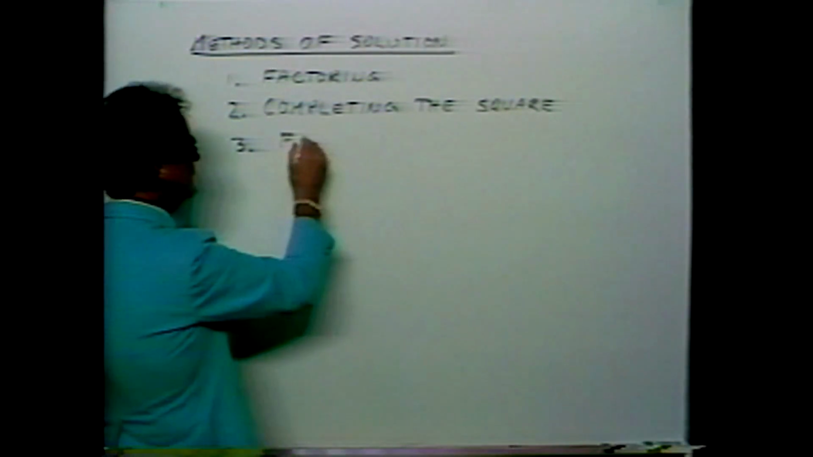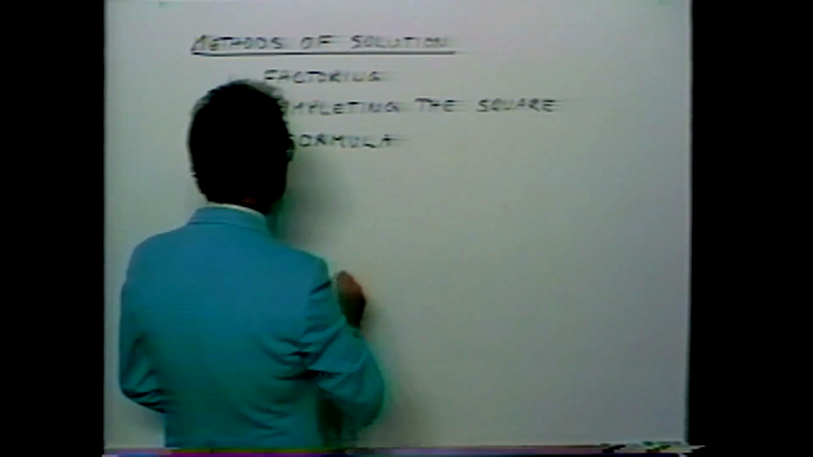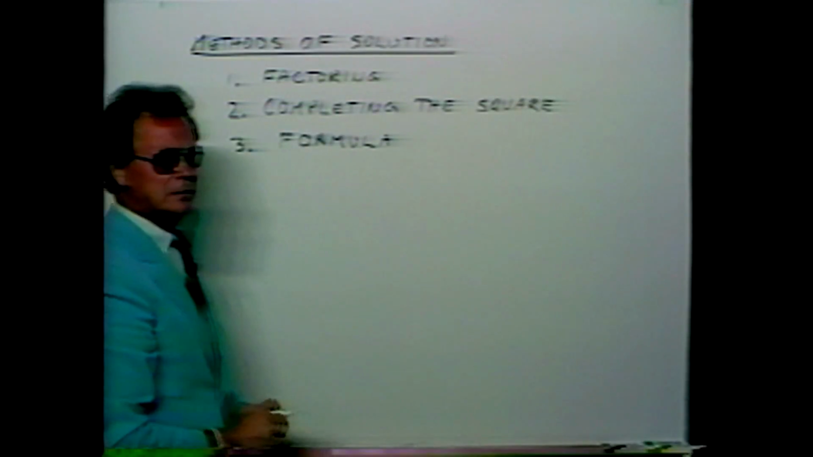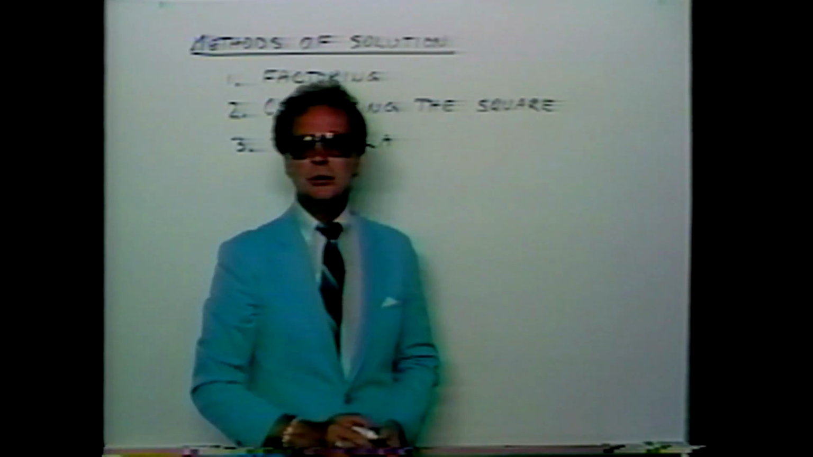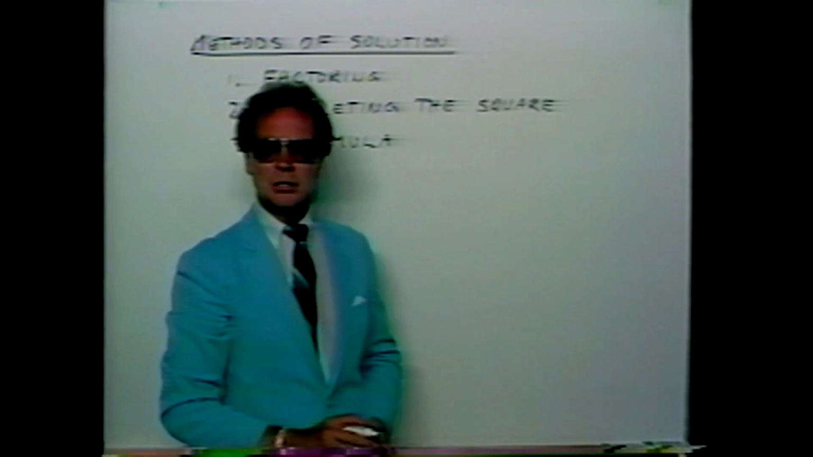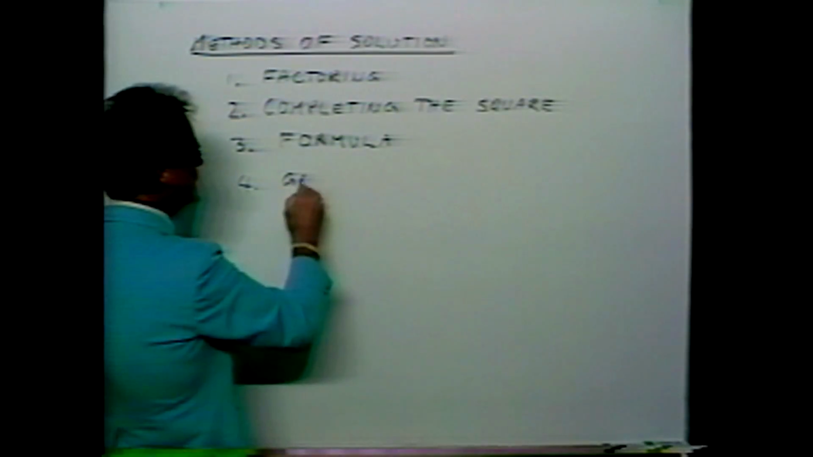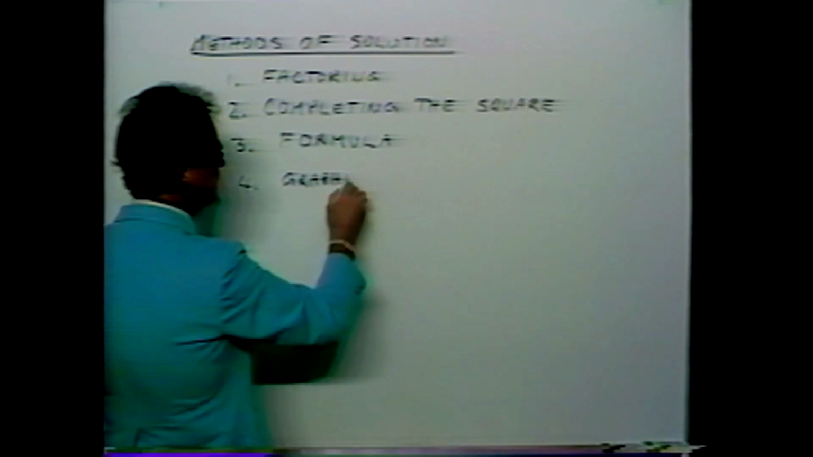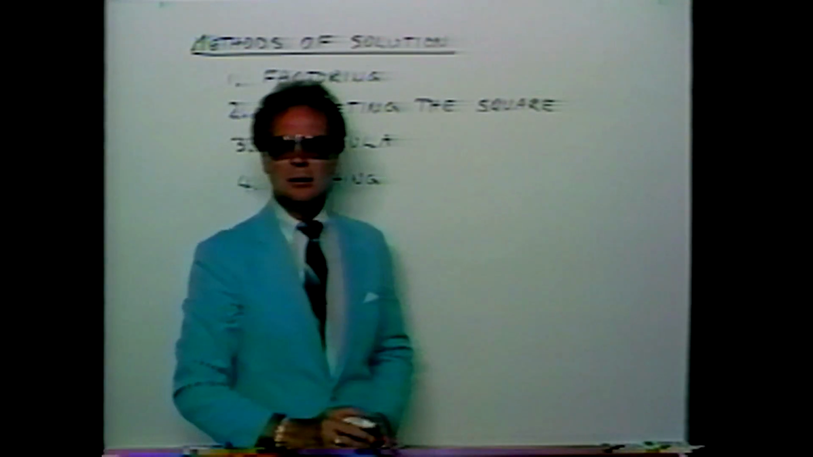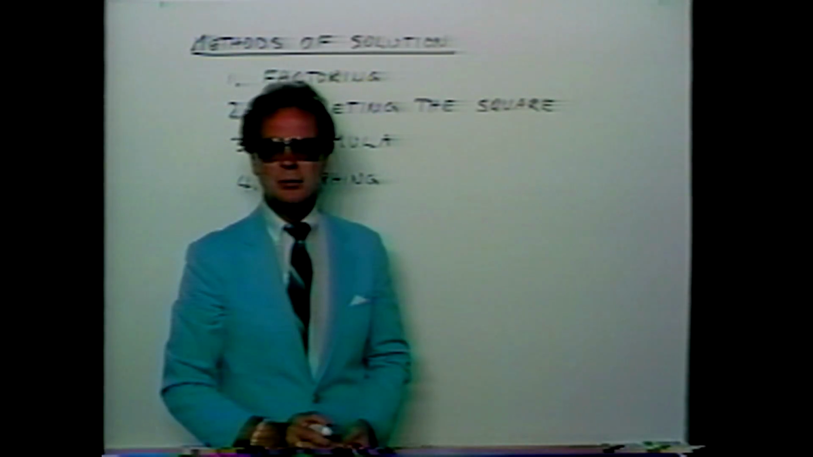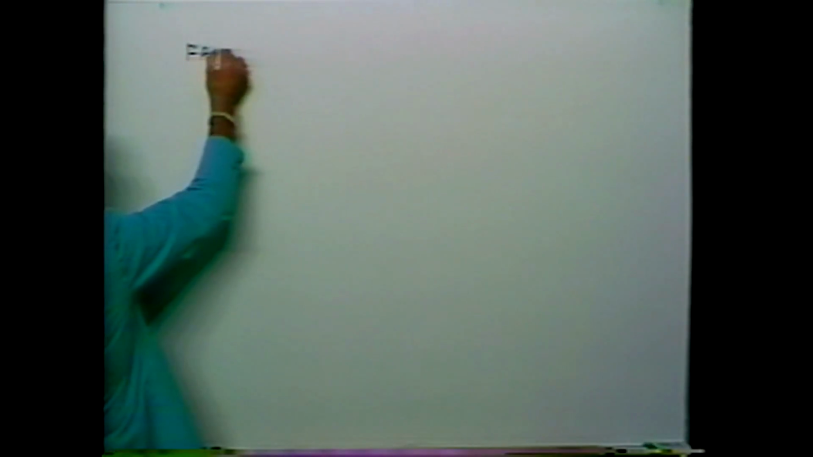Number 3, we will use a formula to solve the quadratic. And the formula method always provides a solution for a quadratic equation as well. And the fourth method is by graphing. But we will not use the method of graphing in this chapter. I will show you the method by factoring first.